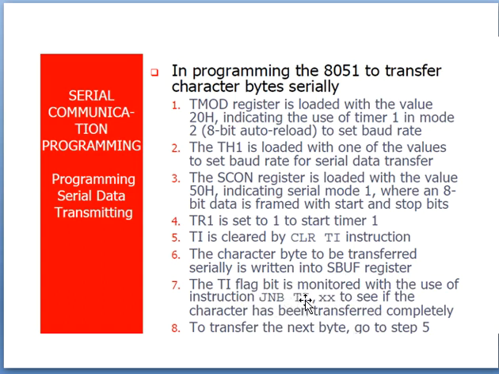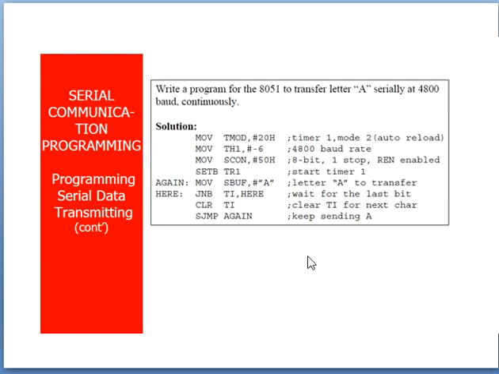So here in this case, the program is going to be kept in this loop, that is JNB TI, here. In the sense, this will be in the loop until TI goes high. It is going to take all the data from the SBUF register, all the bits of the SBUF register. To transfer the next byte, go to step 5. So if you want to repeat the steps, you need to go from step 5 and repeat it. So next is about a program.